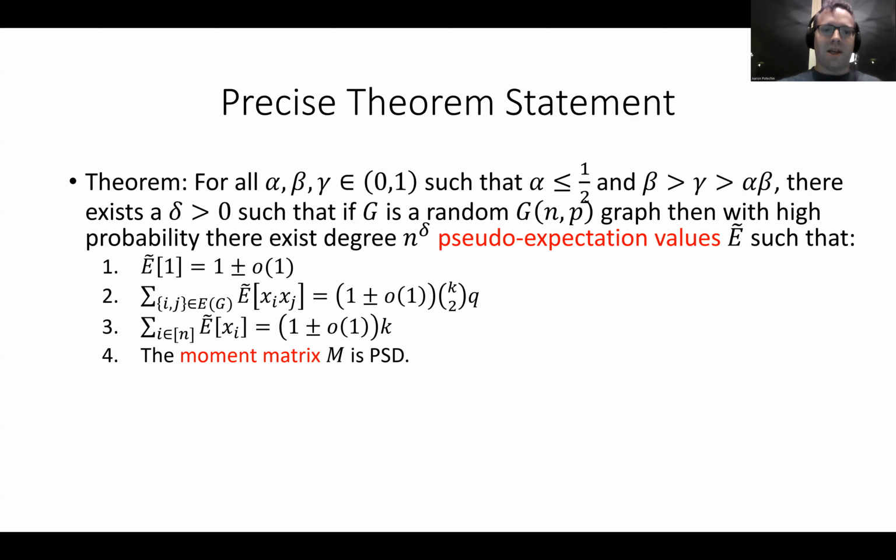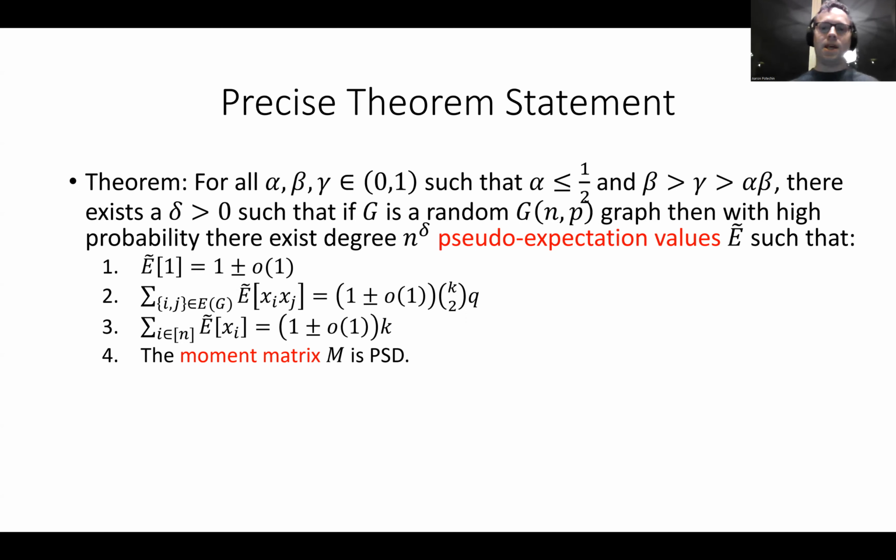So now our precise theorem statement is as follows. For all parameters alpha, beta, gamma between 0 and 1, where alpha is at most 1/2, and gamma is bigger than alpha times beta, but less than beta, there exists a delta bigger than 0, such that if G is a random G(n,p) graph, then with high probability there exist degree n to the delta pseudo-expectation values tilde E, such that tilde E of 1 equals 1 plus or minus lower order terms. The sum over ij in E(G) of the pseudo-expectation value of xi times xj is approximately k choose 2 times q.